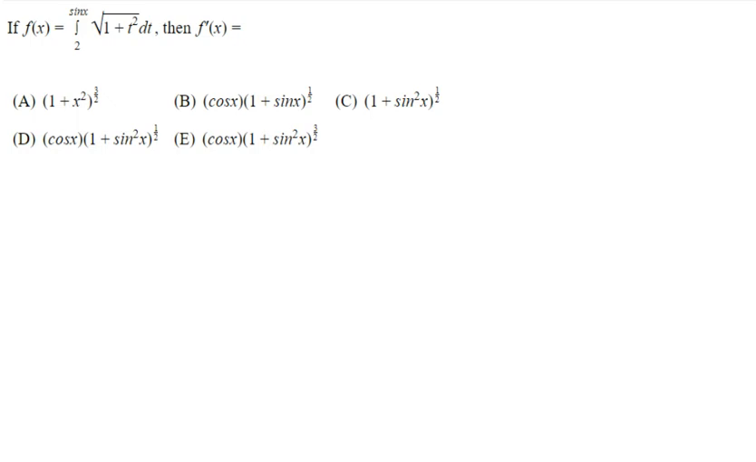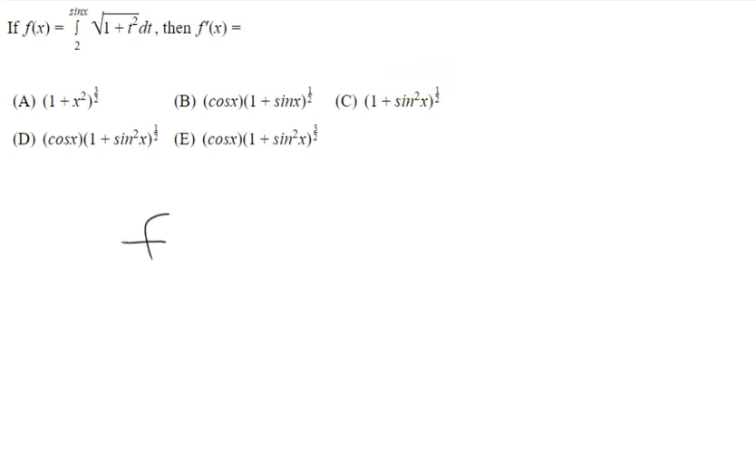We've been given a function, f of x, and we're told that it is equal to the integral from 2 to the sine of x of square root of 1 plus t squared dt. And we're asked to find the derivative of f of x. Now, it would be very nice if, instead of a sine of x right here, we just had an x.